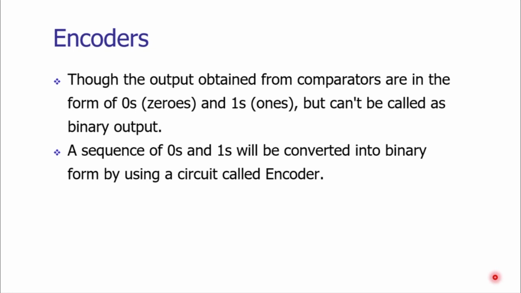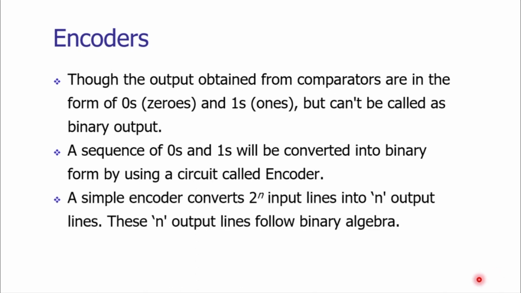So a sequence of zeros and ones, no voltage and the positive voltage, we need to convert into a binary form. A digital circuit which carries out this function is called the encoder. A simple encoder is a device that converts 2 to the power n input lines into n number of output lines. So these n output lines follow binary algebra. So let us see how this principle of operation works.